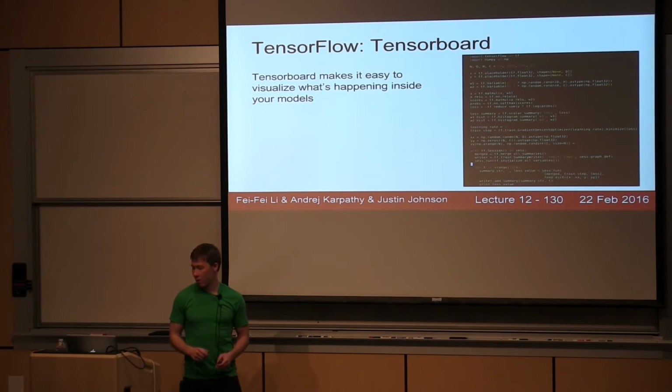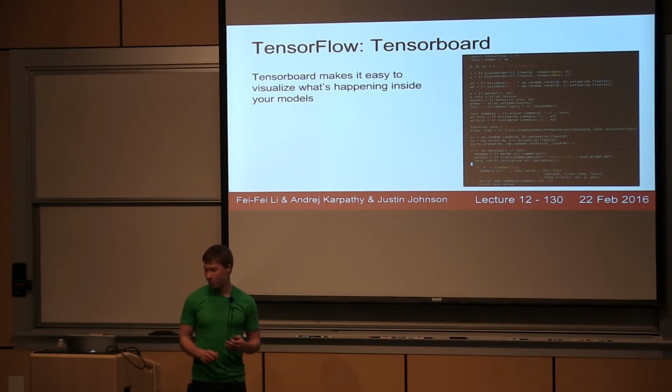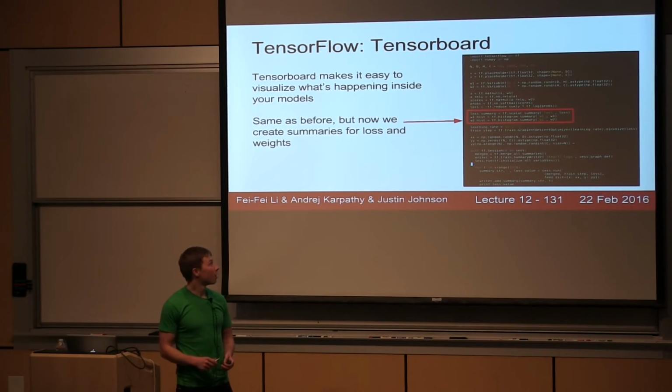One of the really cool things about TensorFlow is this thing called TensorBoard that lets you easily visualize what's going on in your network. So here is pretty much the same code that we had before, except we've added these 3 little lines. Hopefully you can see it. If not, you'll have to trust me. Here we're computing a scalar summary of the loss, and that's giving us a new symbolic variable called loss summary. And we're computing a histogram summary of the weight matrices W1 and W2.